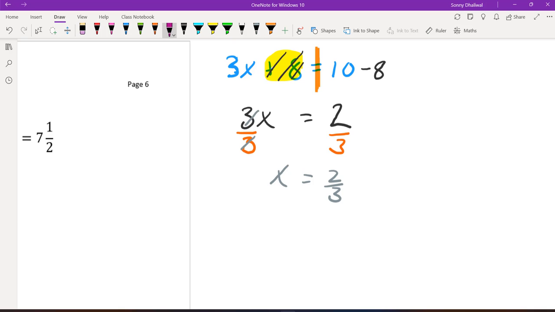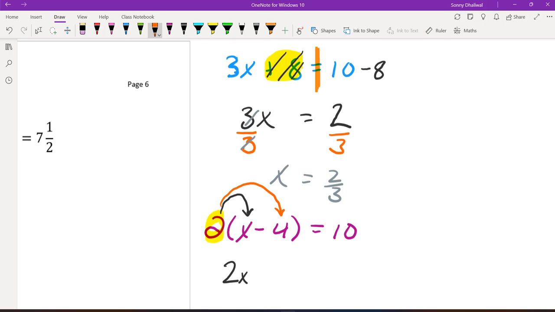And I gave you questions like this. Right? And what I said is, hey, let's get rid of these brackets by taking the number outside the brackets and multiplying it through the brackets. So we took this 2, we multiplied it to the x. What did we write down? 2x. Then we took that 2 and we multiplied it to the next term. What did we write down? Positive or negative? -8. And we still had that 10 sitting there.